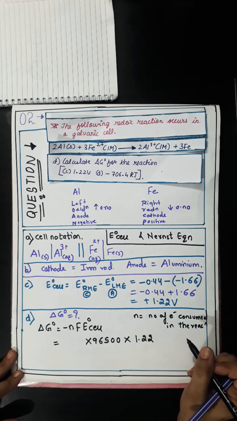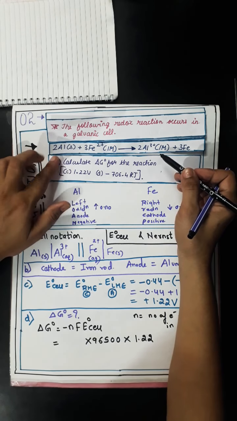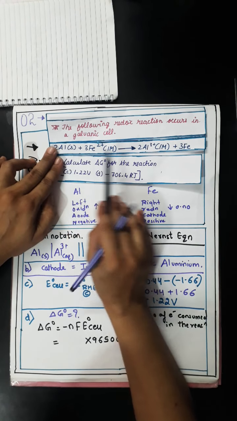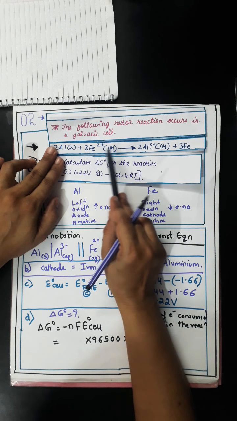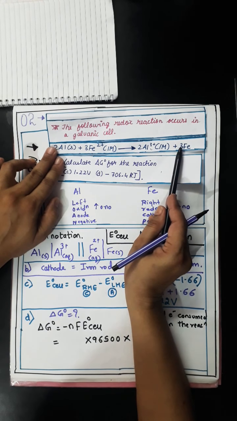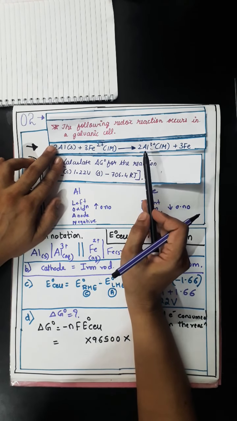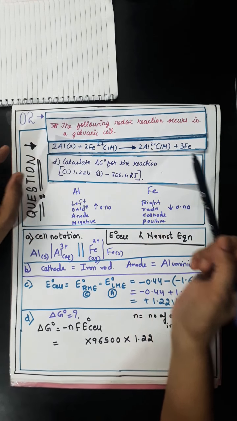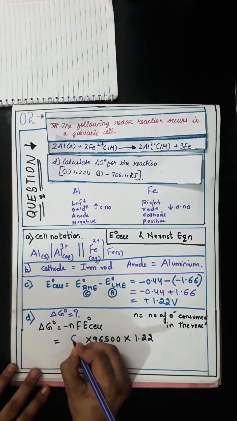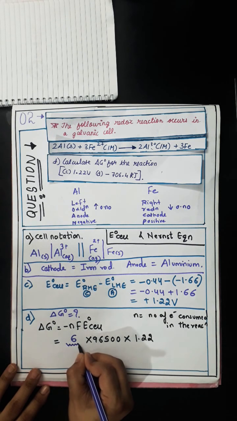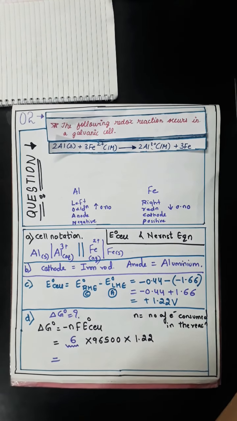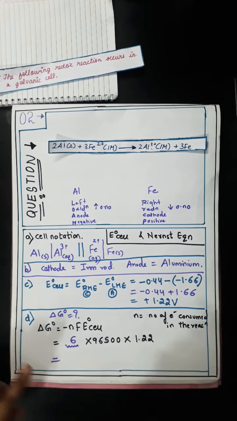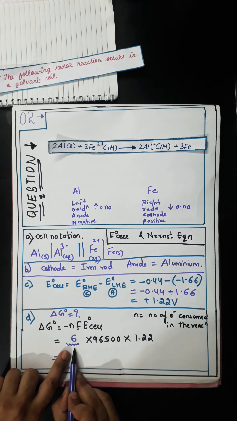Now, we know that in this reaction, for aluminium there is a rise of 3 units, and for Fe there is a decrease of 2 units. So when you multiply, you will be getting 6 as the number of electrons. I am going to explain this also, how you are getting 6. Let us concentrate on why I wrote 6 over here.